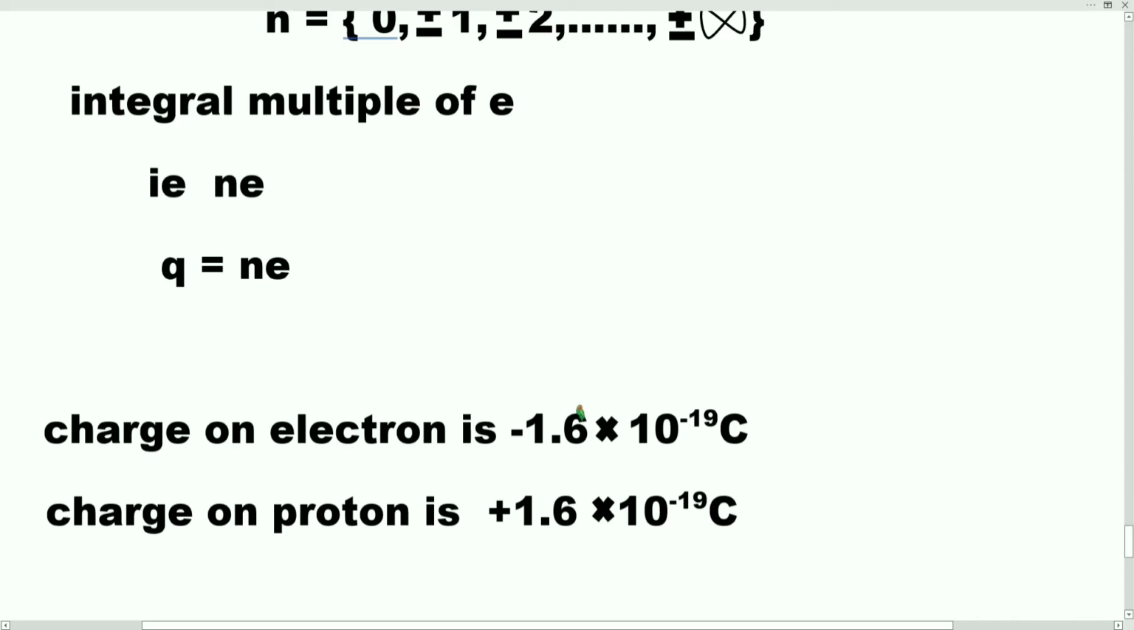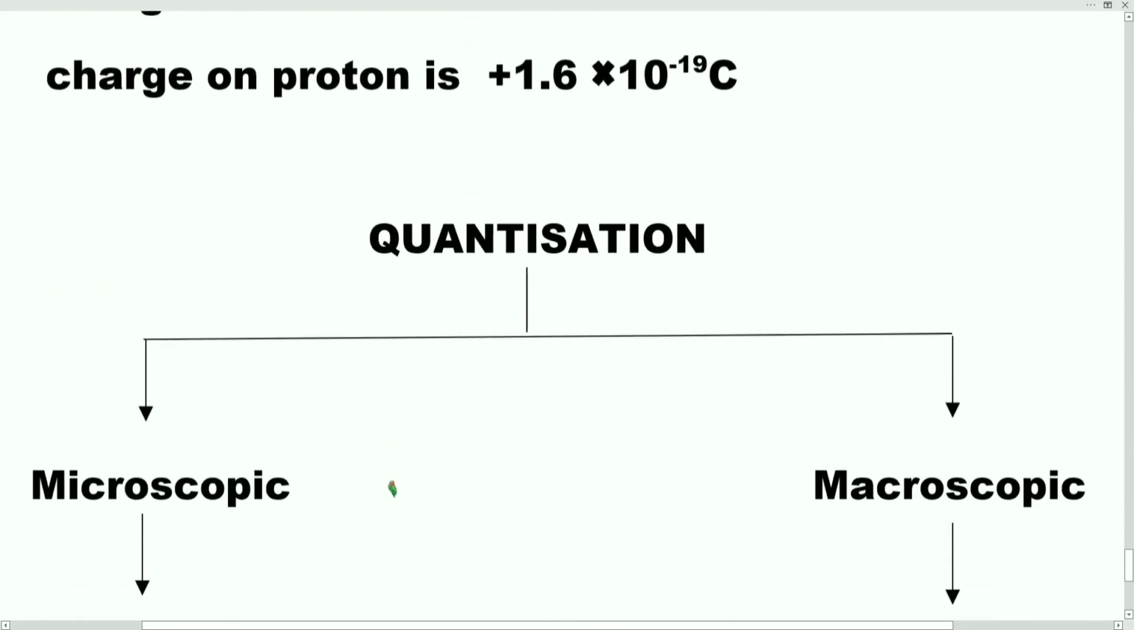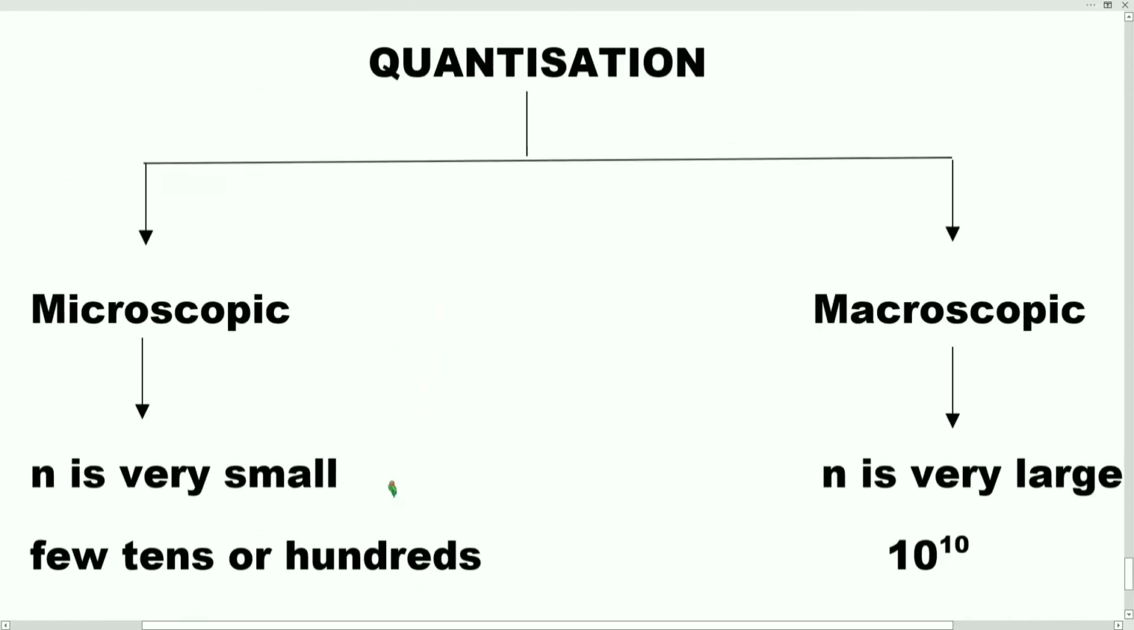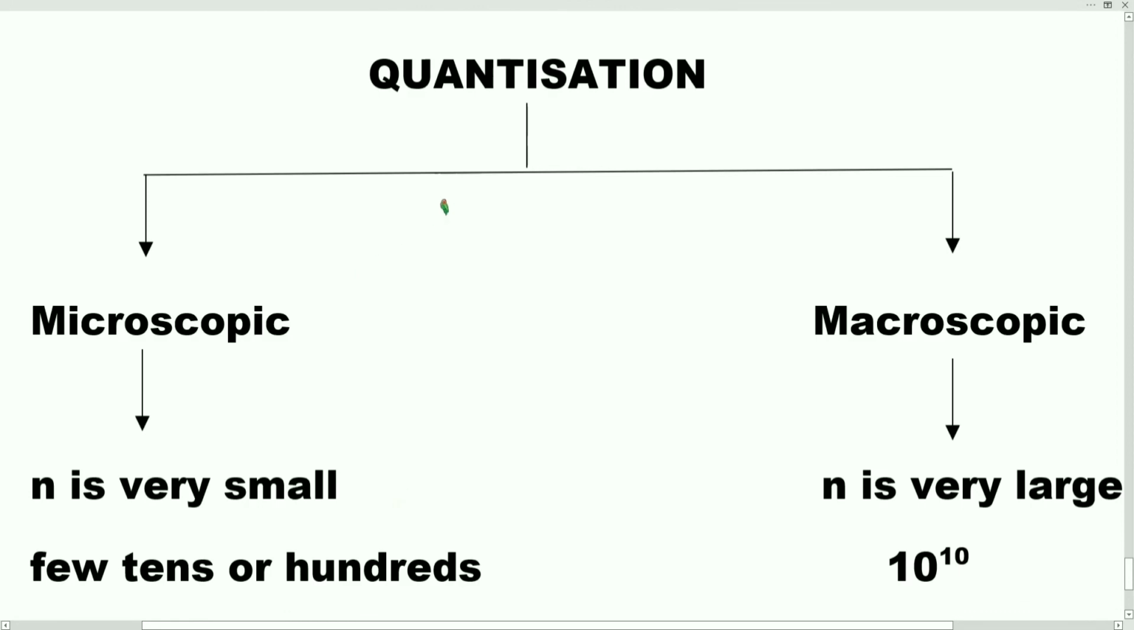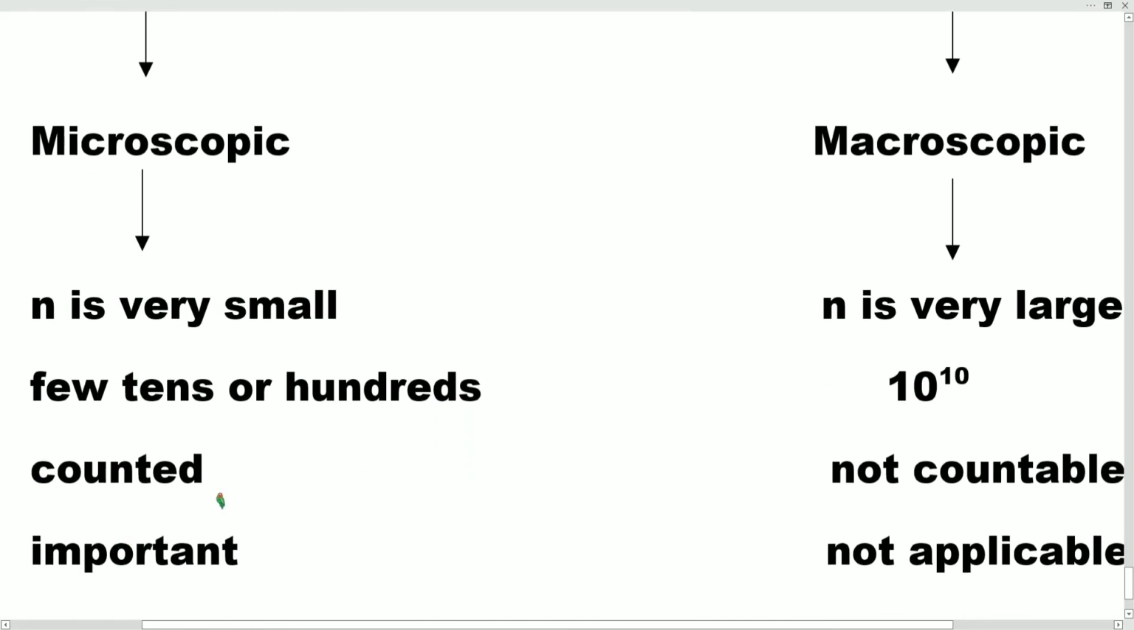Okay students, now let us learn about the quantization of charges at the microscopic level and macroscopic level. At the microscopic level, the number of charges transferred is very small, in the order of a few tens or hundreds of e, and can be counted. So quantization plays an important role at the microscopic level.